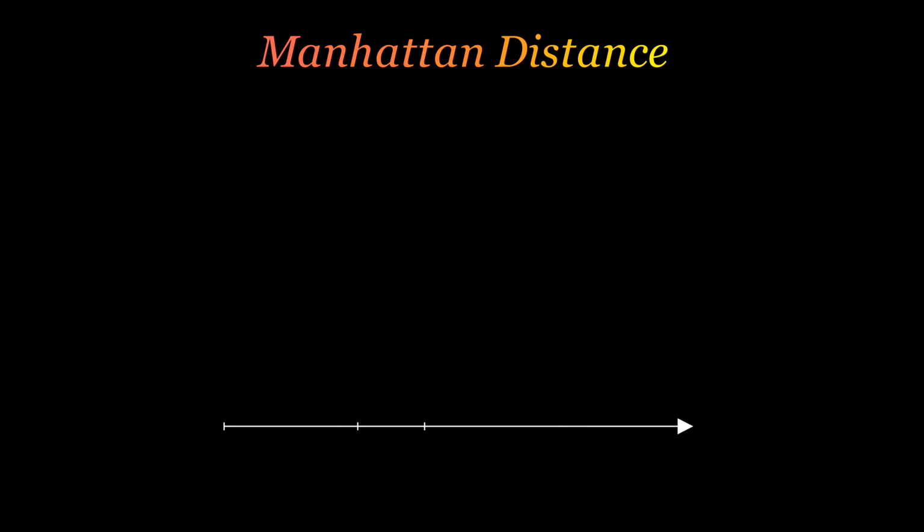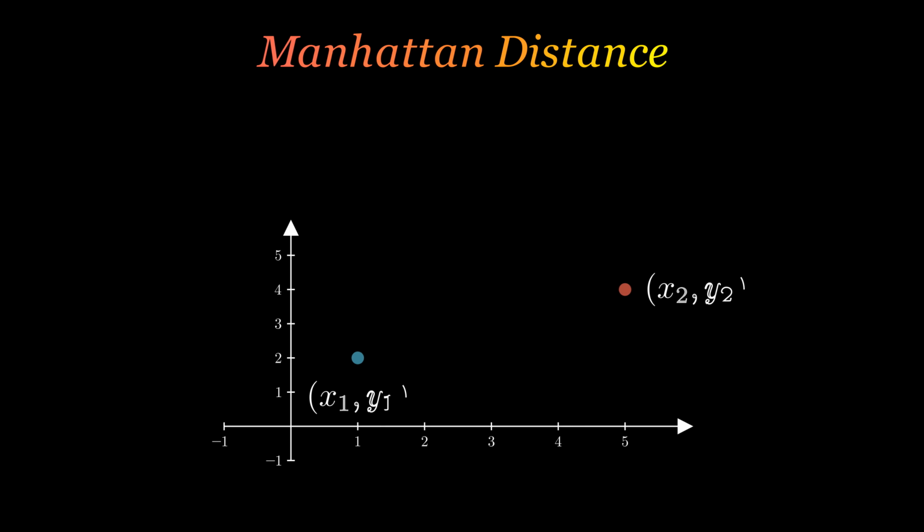Let us plot a coordinate system where we will visualize 2 points and calculate their Manhattan distance. Here are 2 points, labeled as x1, y1 and x2, y2. In Manhattan distance, we calculate the total distance by following the grid lines. This can be visualized as moving horizontally and vertically to reach the other point.